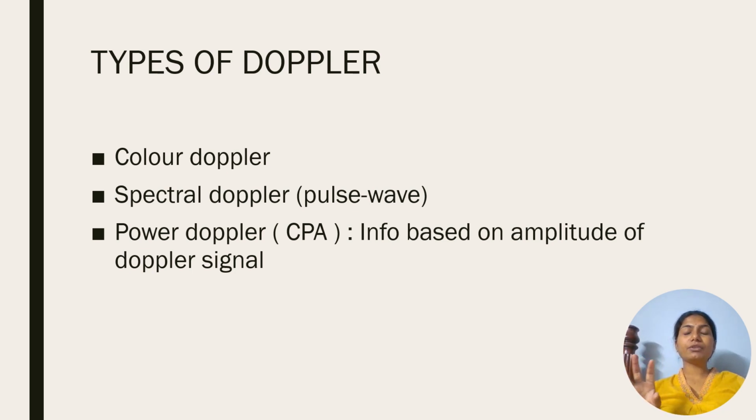Many of you think that red is for arteries and blue is for veins. This concept is completely wrong. If you have understood that red is for arteries and blue is for veins, your concept is absolutely wrong. What you must understand is, if the flow of blood is towards the transducer, the color depicted is red. If the flow of blood is away from the transducer, the color seen is blue.